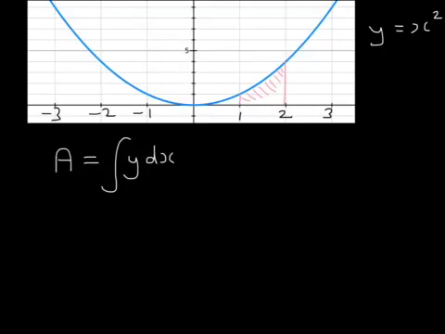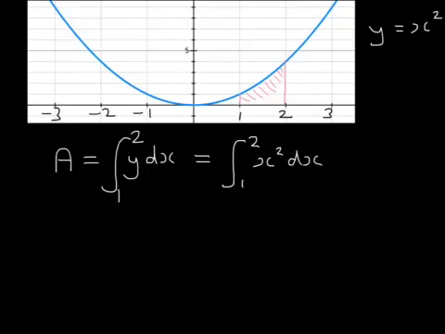Whereas previously we've done indefinite integration, this is a definite integration. We definitely want to know the answer for the area between 1 and 2, and so those limits 1 and 2 are put on the integral sign. So what is y? Well, we know what y is. It's x squared. So it's the integral from 1 to 2 of x squared dx.